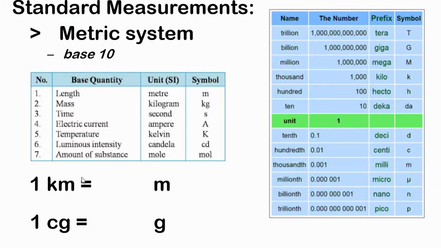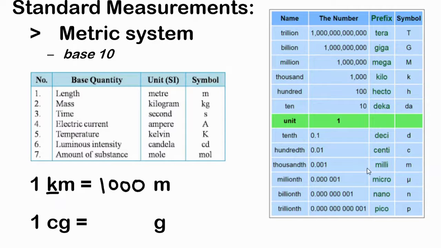And so these are equivalencies, right? So we need to be able to move back and forth between them. So 1 kilometer is equal to how many meters? Well, if I look on this chart, to get to kilo, I times 10 times 10 times 10. So 1 times 10 times 10 times 10 is 1,000. So therefore, in 1 kilometer, we would say that there are 1,000 meters.